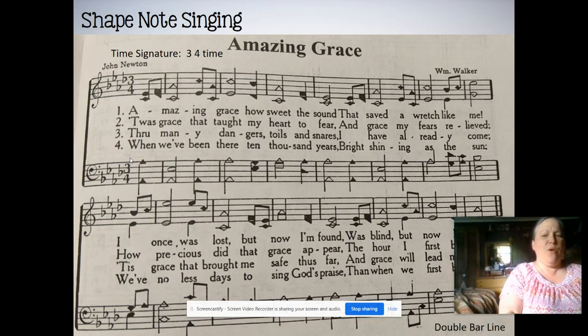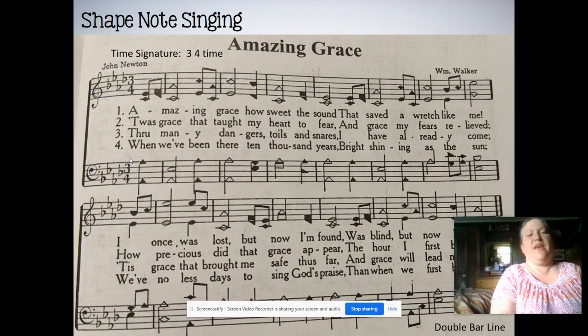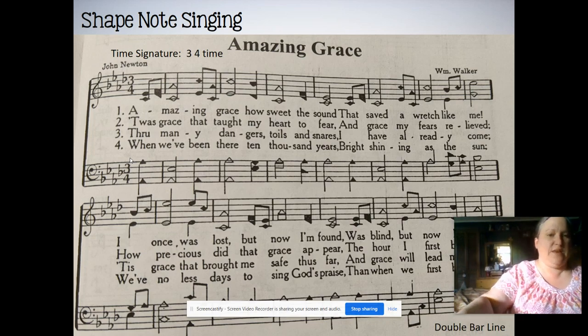Mi, so, fa, do. If you lose it in a hymn, you can always just go back to do if you're making harmony. It's a pretty safe bet that do is going to be a good place to go to.